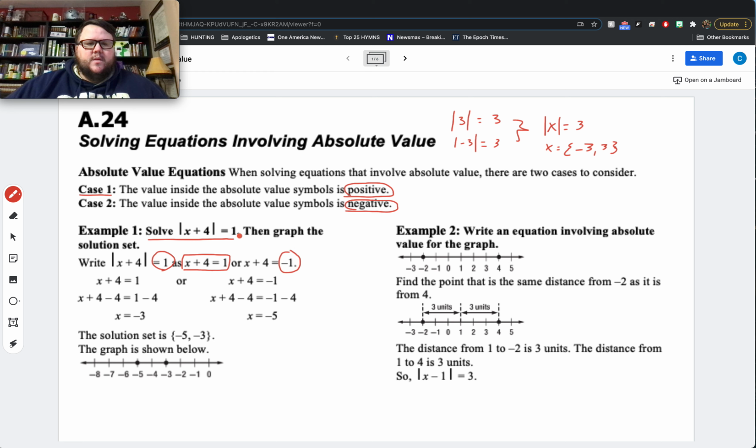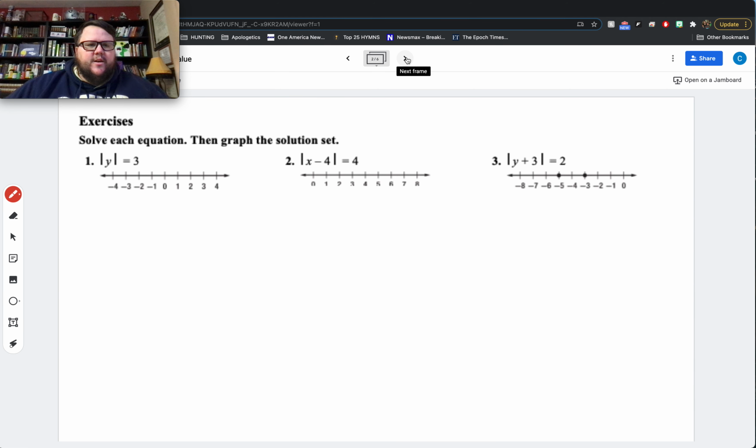For x plus 4 equals 1, subtract 4 from both sides: x equals negative 3. For the other, subtract 4 from both sides: negative 1 minus 4 is negative 5, so x equals negative 5. Then all you do is plot them on a number line. That's what it means to graph your solution set. Let's do a couple examples of solving it, and then we'll come back and do where we have to write out the equation ourselves.